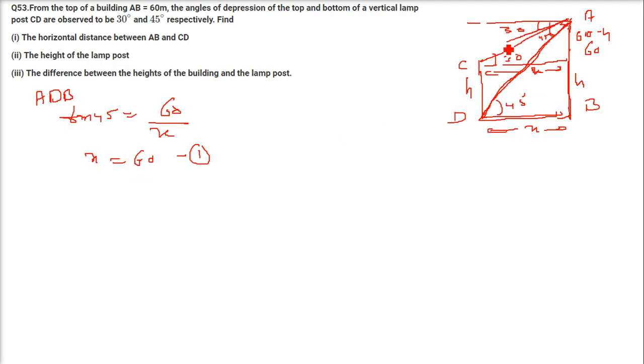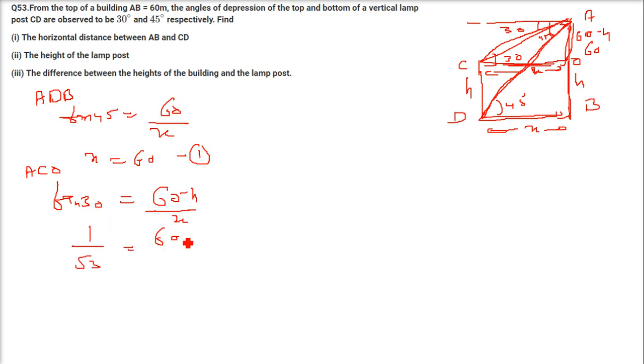Now coming to this triangle, then the triangle is A, let us assume it to be O, so ACO. So tan 30 degree will be equal to the 60 minus H by X. 60 minus H by X. Tan 30 is 1 by root 3. 60 minus H, now I'm putting X as 60 here. So what do we get?